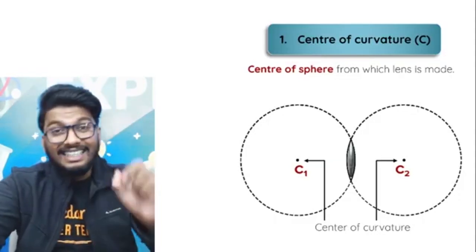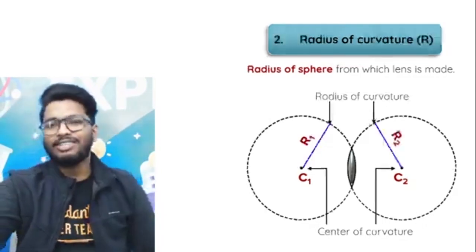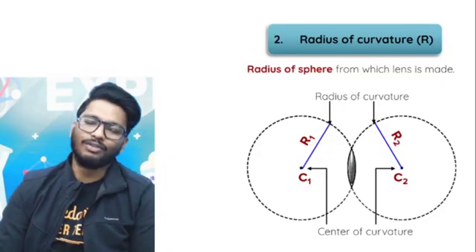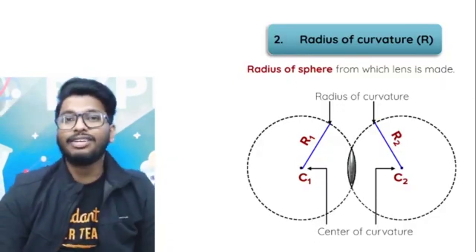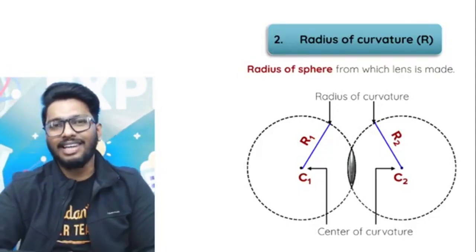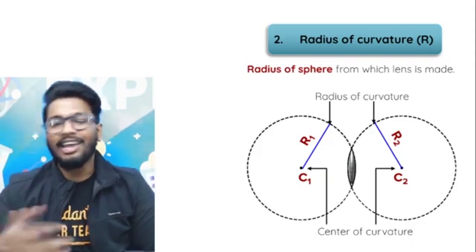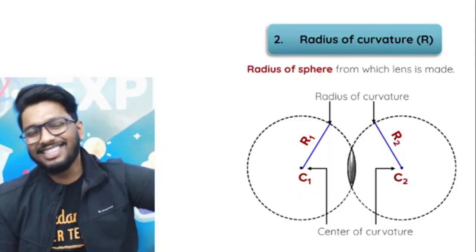Now, the distance from the center of the lens to the center of curvature is called the radius of curvature. It could also be from the center of curvature to any other point, because what is radius? Radius is nothing but the distance from the center, and it's going to be equal in the case of a circle.